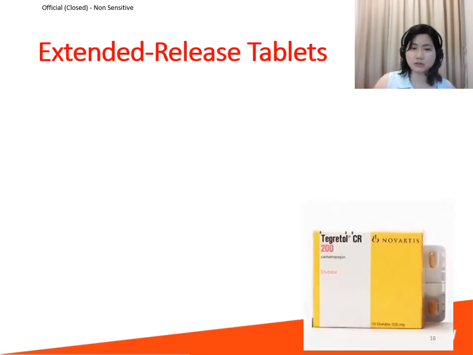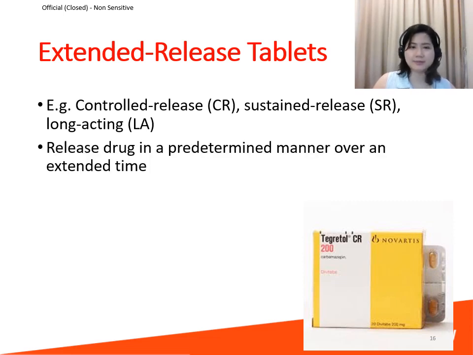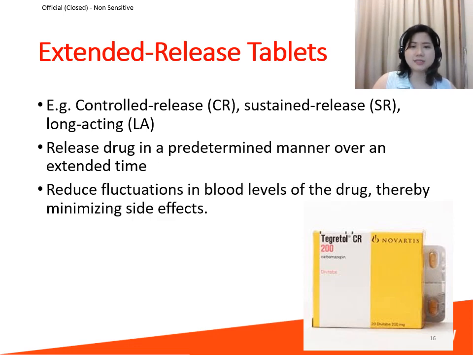Some tablets are controlled release. This is indicated on the product name. For example, CR means controlled release, SR means sustained release, and LA means long-acting. Extended release tablets release the drug slowly in a predetermined manner over an extended time. This helps to reduce sudden fluctuations in the concentration of drug in the blood and therefore minimizes side effects caused by high blood levels of the drug. It also reduces dosing frequency.